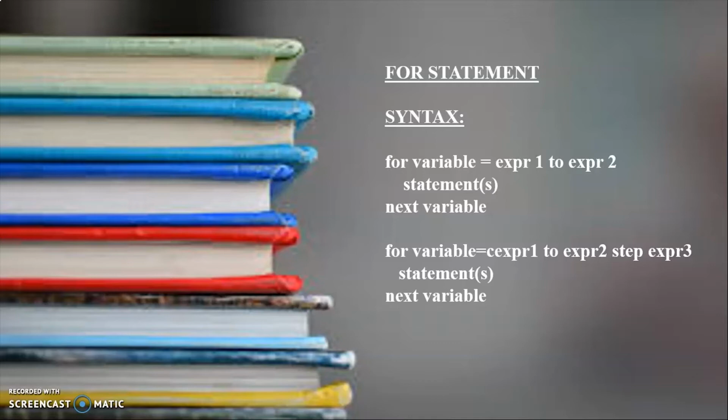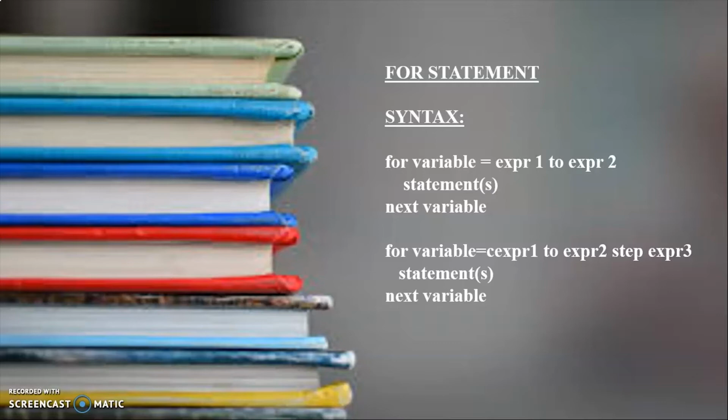Only if you write a program with the specified syntax will it run and give you the output easily. So you have to write the program based on the given syntax only. First we are going to see the syntax for using the for statement. For variable is equal to expression 1 to expression 2, then the statement, and it moves on to the next variable. So why are we using for in coding?